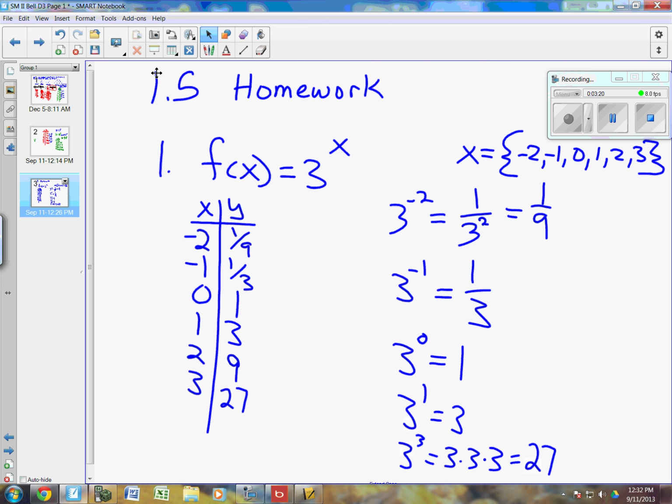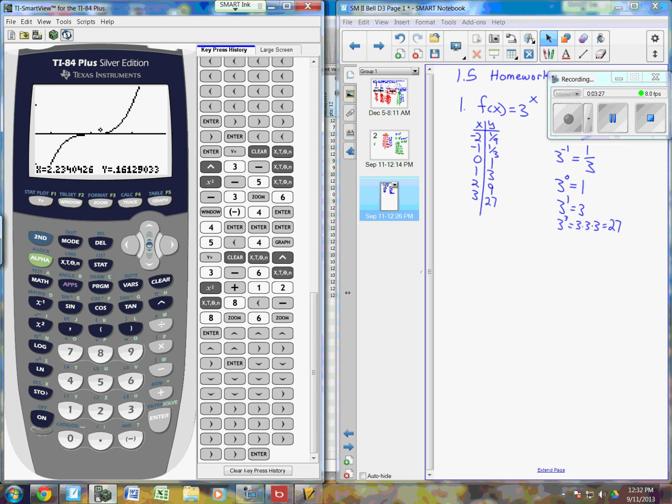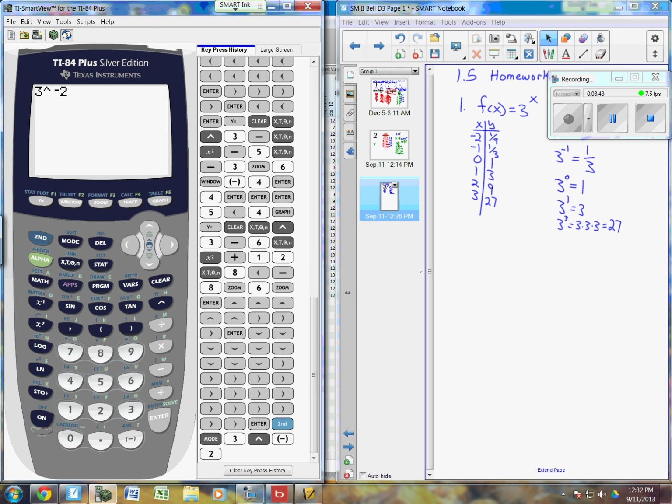Let me show you guys how to use your calculator. How many of you guys know how to put this in your calculator? Like 3. What does this caret key do, you guys? It gives it as an exponent. -2. Don't forget the negative. This key right here is the negative. What's this key right here? That's a minus, right? So make sure you hit the negative. 3 to the -2 power.